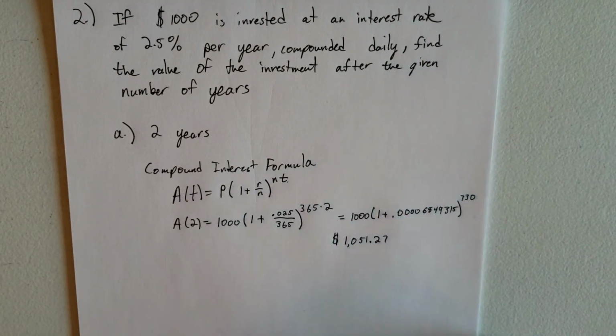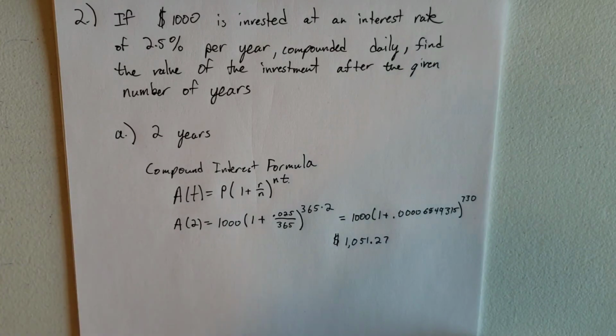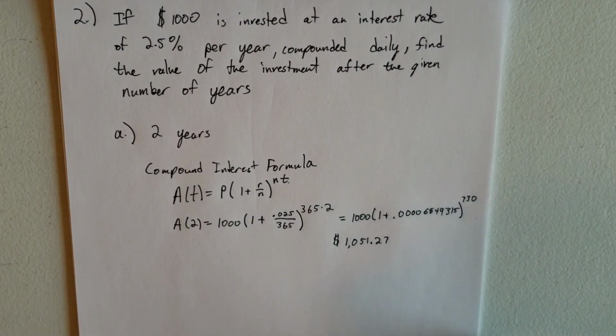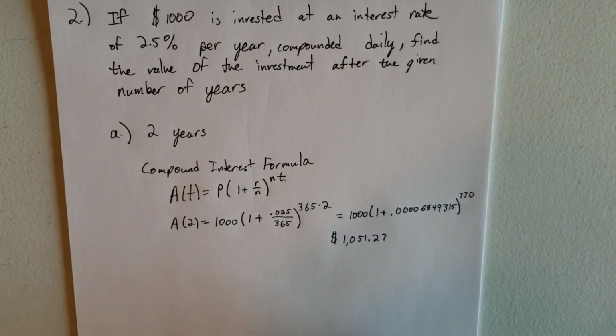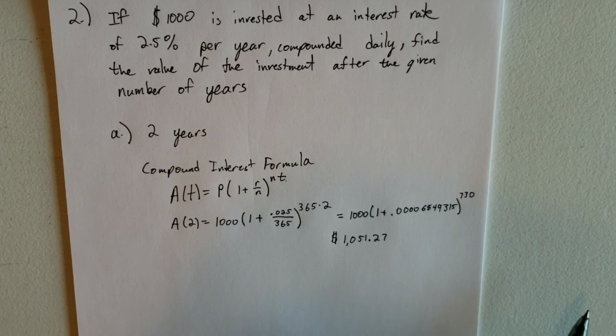That's really it. So for any of these types of problems, it'll tell you the number of years that you want to find the final investment at. And so you just plug in that number of years into this formula with the other corresponding data to get your answer.